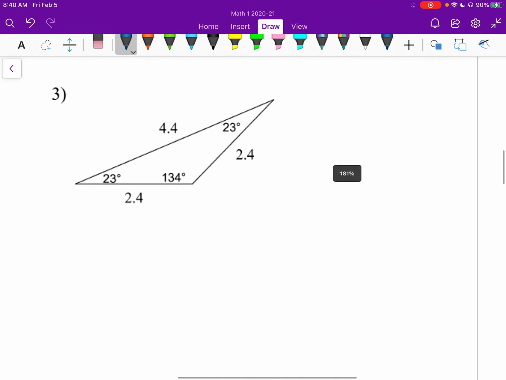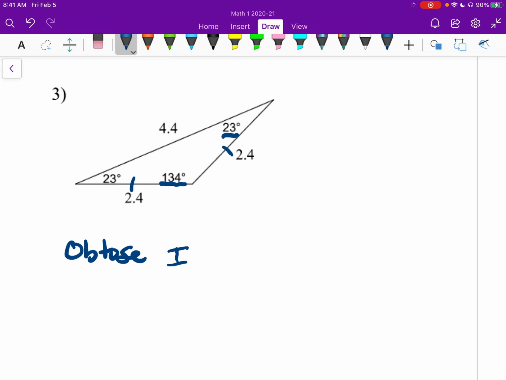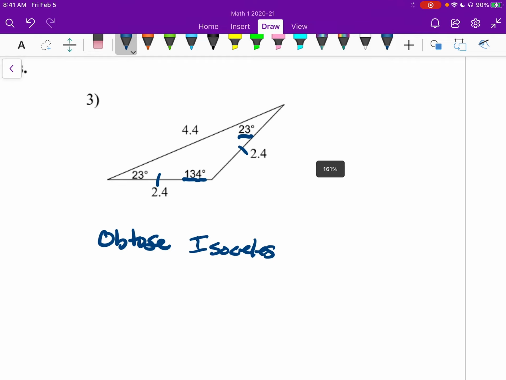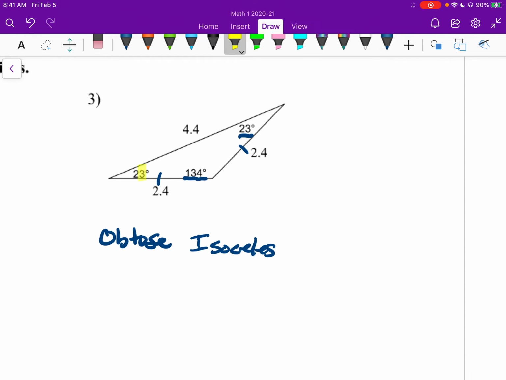Number 3, looking at our angles, I have a 23-degree angle, a 134-degree angle, and then another 23-degree angle. That 134 is bigger than 90, so this is going to be obtuse. Now looking at the sides, we have a 2.4 and another 2.4. So this is going to be an obtuse isosceles triangle. Notice that these two angles are also congruent.